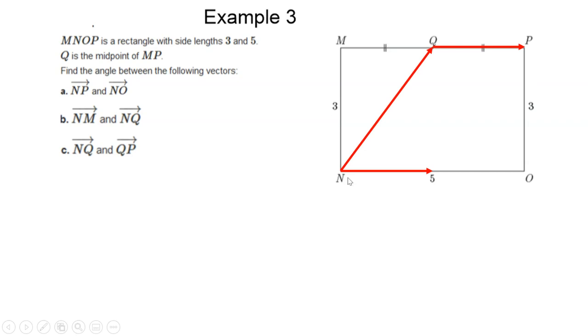We're going to use this vector down here to represent the QP vector. And what I've done is this vector runs from N to the midpoint of the NO line, right? Because remember, as long as the two vectors have the same distance, the same magnitude, which is 2.5 in this case, and the same direction, they're equal vectors. So I'm representing the QP vector with the vector from N to the midpoint of this line down here, right? Now, if I did that, then the two vectors would be tail to tail, right?